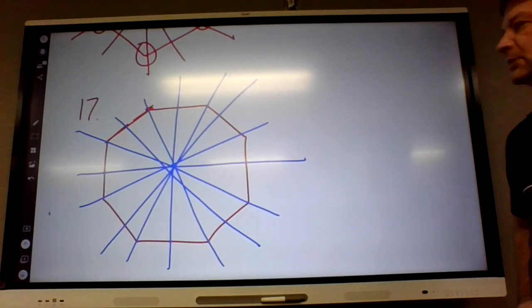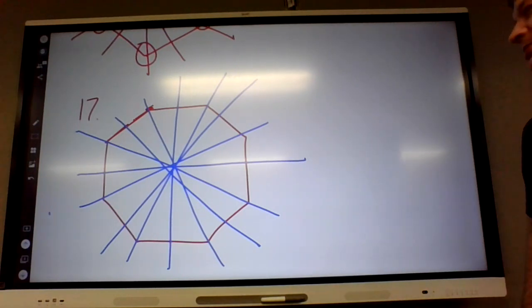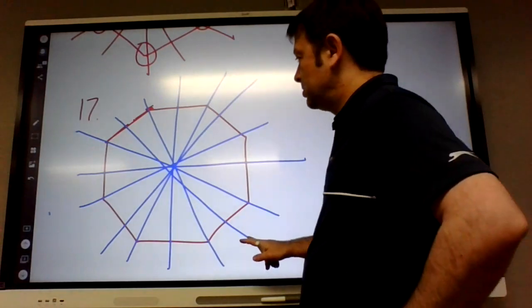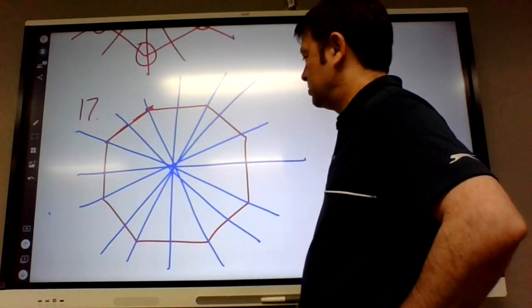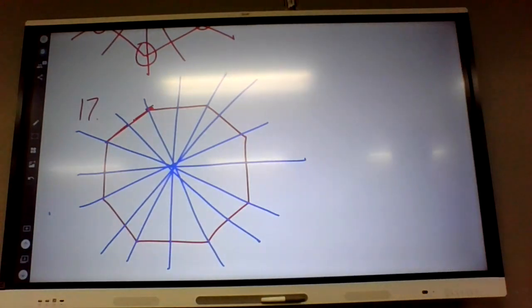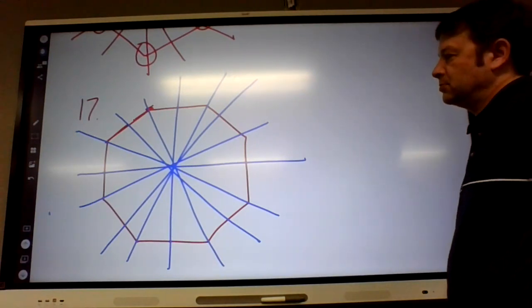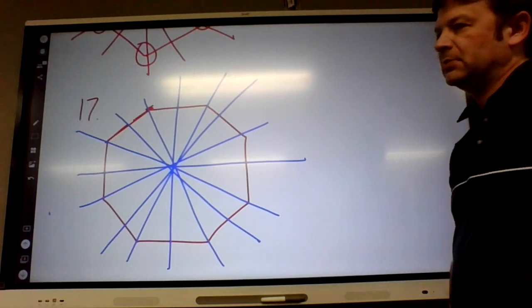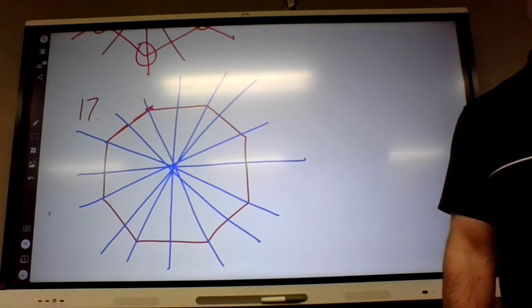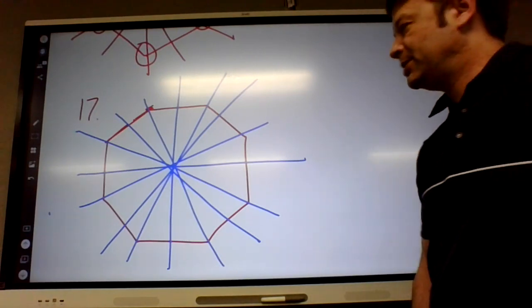This is plain. It's not the best drawing in the world. If you did it right, they should all meet at one point in the center. I already forgot how many lines I drew. I guess you don't really have to count them, you just have to draw them. But there should be 8.